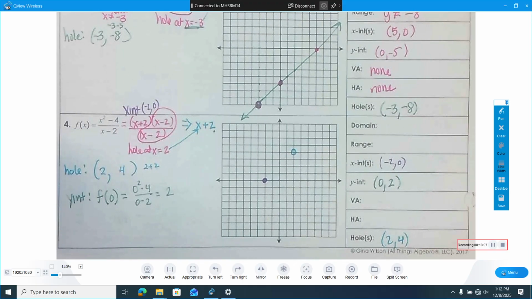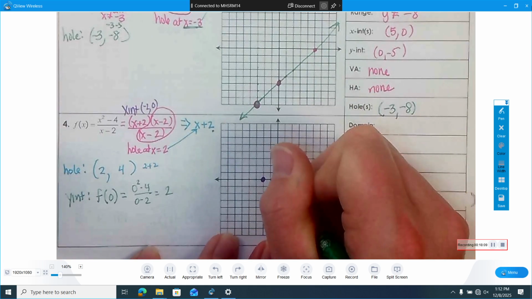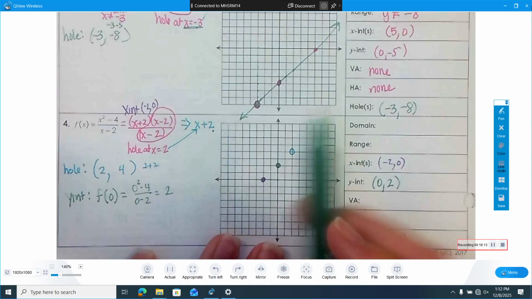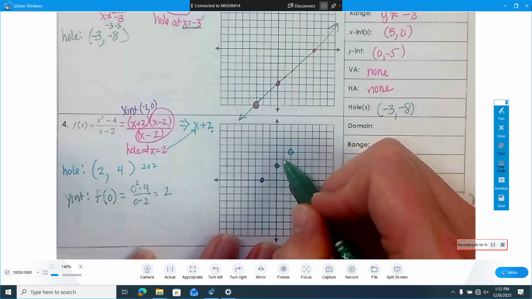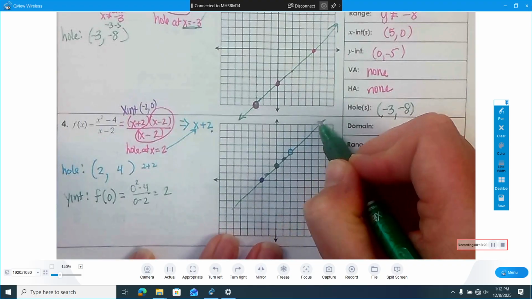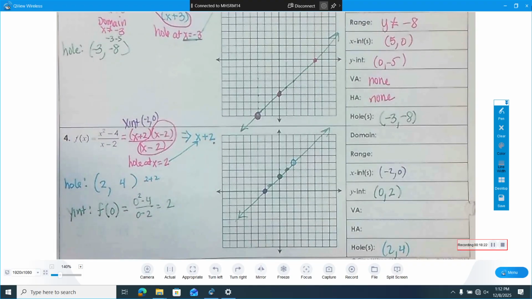All right, so let's see. I have a y-intercept of 0, 2. And then graphically, this is just a line, which has a y-intercept of 2. It goes up 1 over 1. So this is just a line, and it has a hole in it. Kind of interesting.